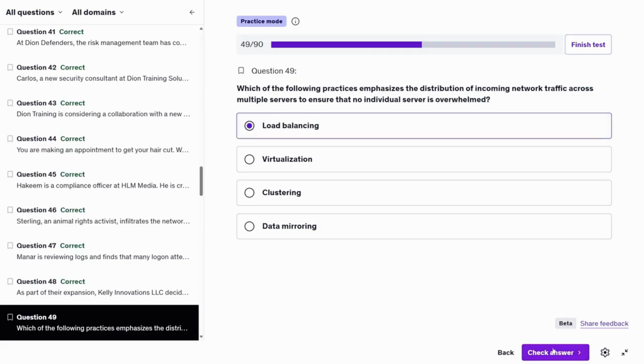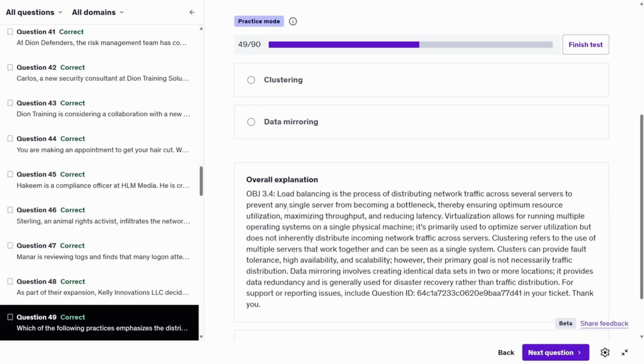The correct answer is A, load balancing. Load balancing is the process of distributing network traffic across several servers to prevent any single server from becoming a bottleneck, thereby ensuring optimum resource utilization, maximizing throughput, and reducing latency.